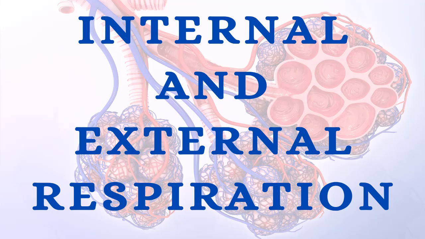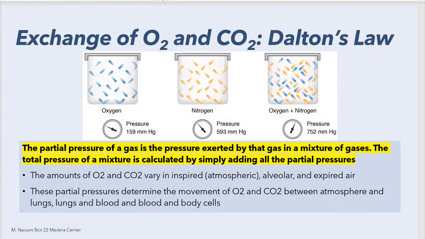In order to understand how gas exchange occurs, especially between the alveolar air and the pulmonary blood, we have to understand just the basic laws that govern the movement of gases and the behavior of gases. The two gas laws that we'll take a look at are Dalton's law and Henry's law. So let's start with Dalton's law first.